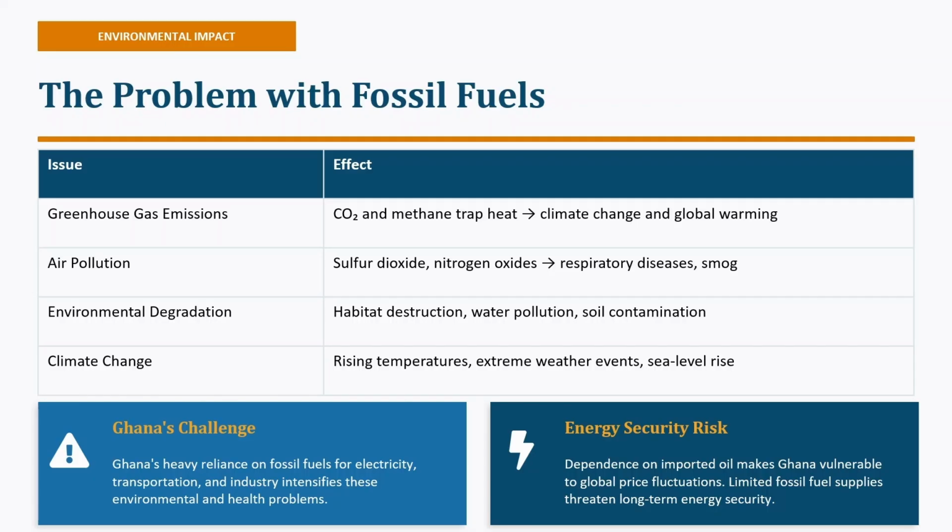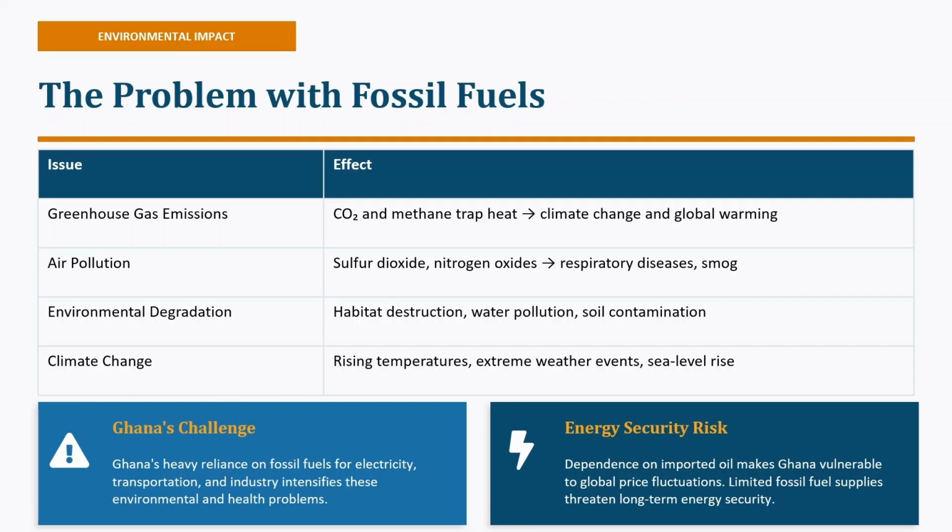If we're using petrol, if you're using diesel, and then just as we see in cars, a lot of smoke comes out from the exhaust, all gets into the atmosphere. They lead to what we call global warming. Then another thing too is that they lead to air pollution. Some of these gases that are released from the combustion of fossil fuels include sulfur dioxide and nitrogen oxides. These are harmful to the body, and when humans breathe them in, they can develop some respiratory diseases.